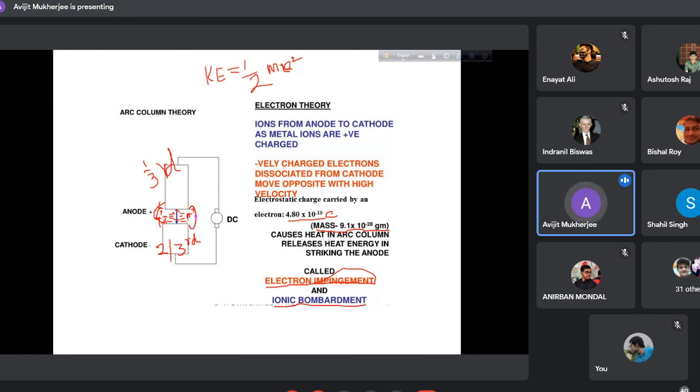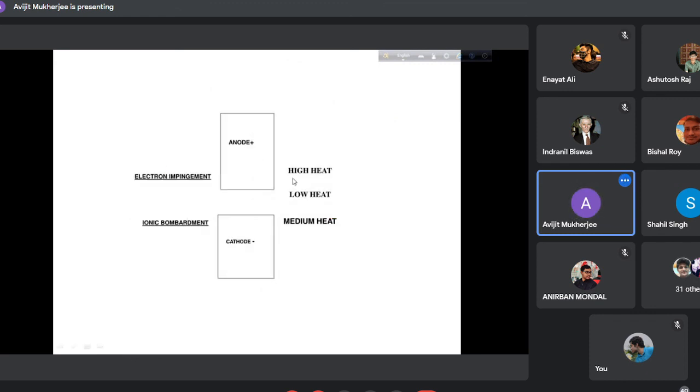And due to the atomic collision in the air gap in between, this is a medium heat zone, the plasma area. So this cathode area is a high heat zone, the anode area is a low heat zone, and this is a medium heat zone due to plasma colliding with the atmospheric air. So this is the scheme: anode high heat, medium heat, cathode low heat, sorry, low heat.